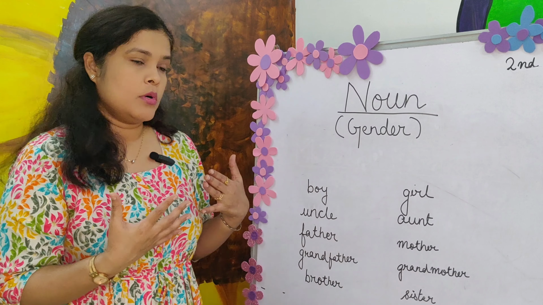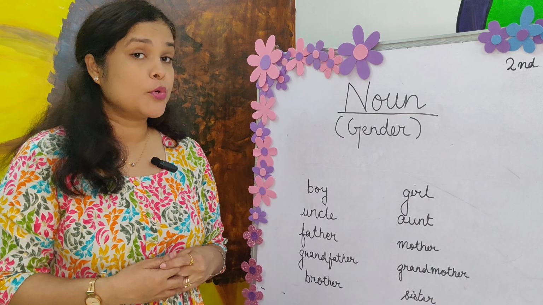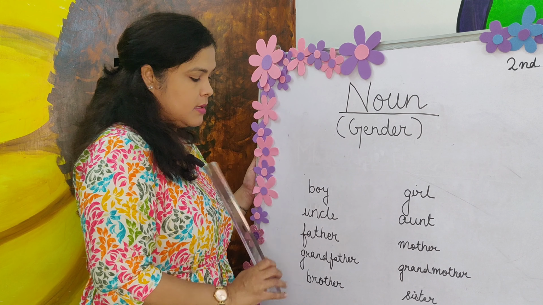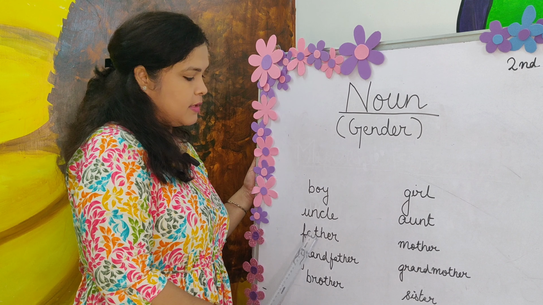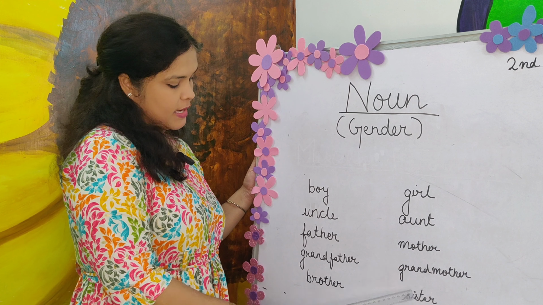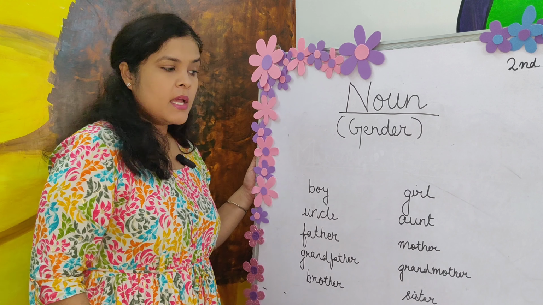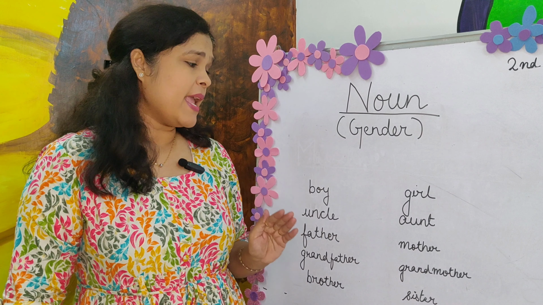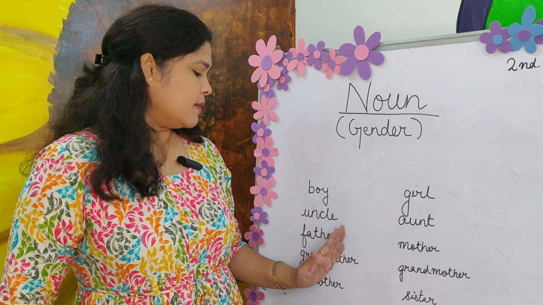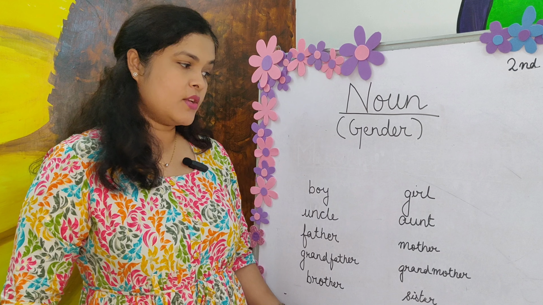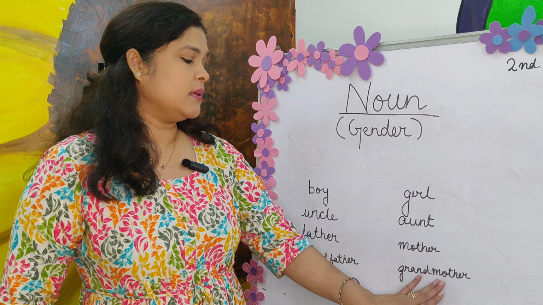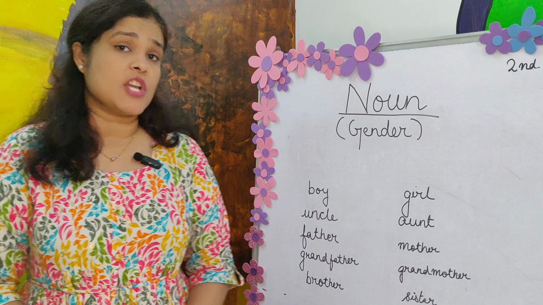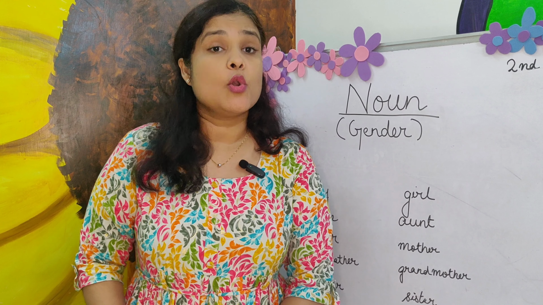Now if you look at the board, you must be thinking, what has ma'am written on the board already? If you see, ma'am has written boy, girl, uncle, aunt, father, mother, grandfather, grandmother, brother and sister, right? Why has ma'am written boy, uncle, father, grandfather, brother on one side of the column and girl, aunt, mother, grandmother and sister on the other side of the column? I'm sure by now you have been able to judge why.